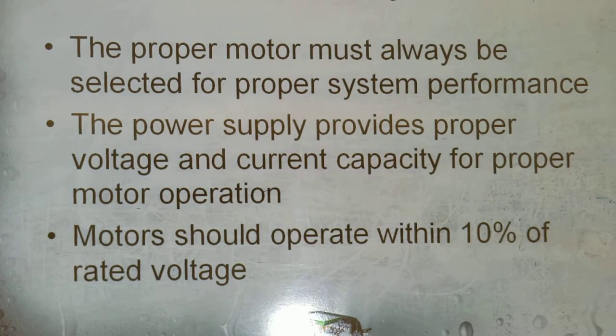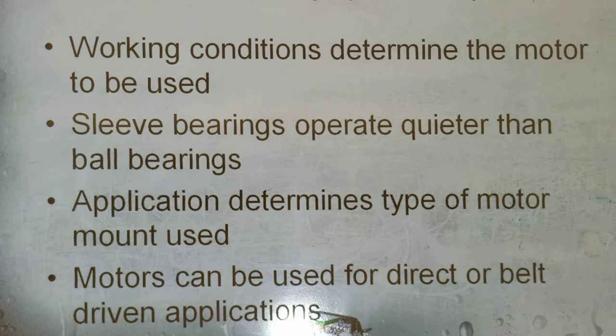The proper motor must always be selected for proper system performance. The power supply provides proper voltage and current capacity for proper motor operation. Motors should operate within 10% of rated voltage. Summary continued: working conditions determine the motor to be used. Sleeve bearings operate quieter than ball bearings. Application determines the type of motor mount used. Motors can be used for direct or belt driven applications.